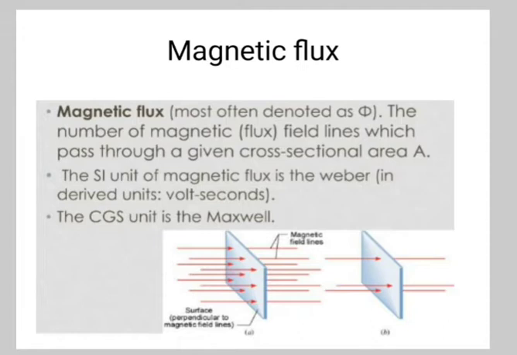The magnetic flux through some surface is proportional to the number of field lines passing through the surface. The magnetic flux is the net number of field lines which are passing through that surface, that is, the number passing through in one direction minus the number passing through in the other direction. So here is a diagram which shows the surface perpendicular to the magnetic field lines.